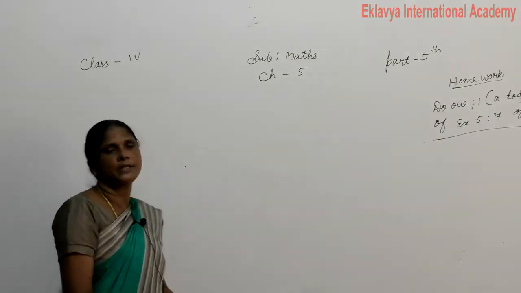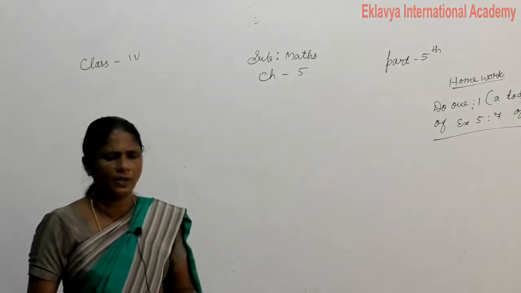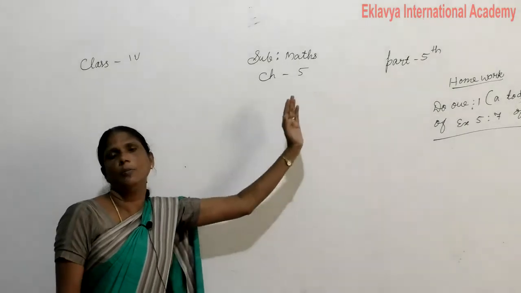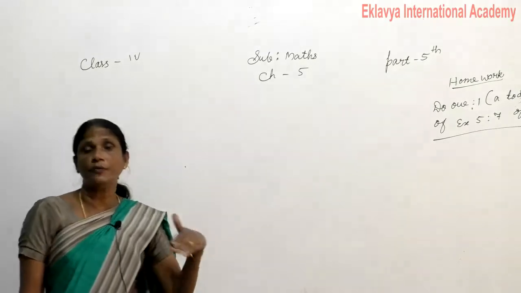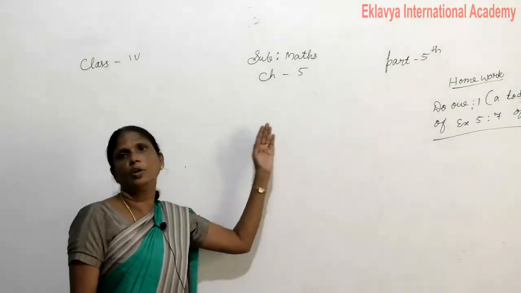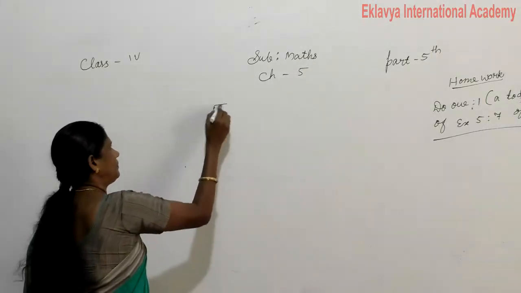What do you mean by factorization? Factorization is a process of expressing a number as a product of prime numbers. Factorization.